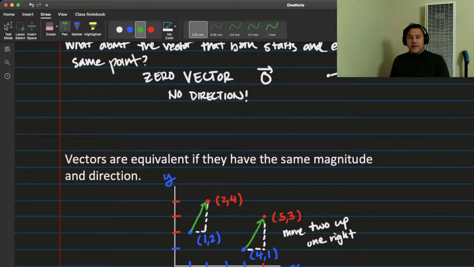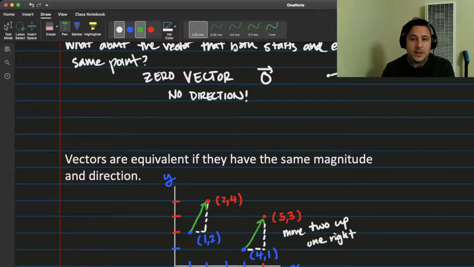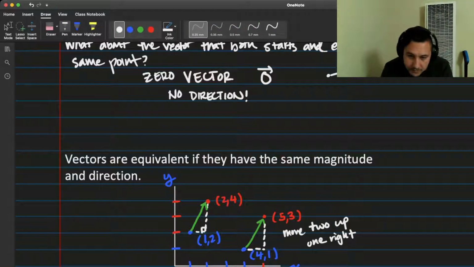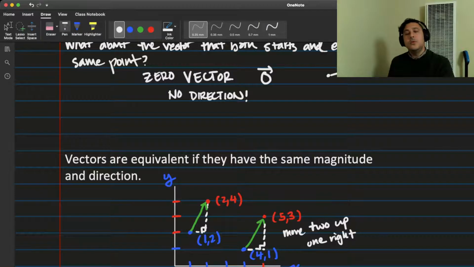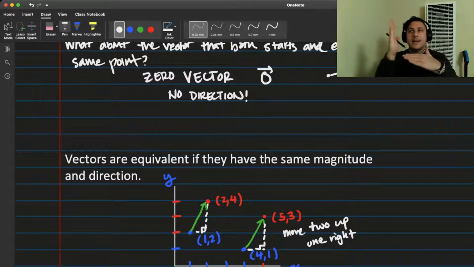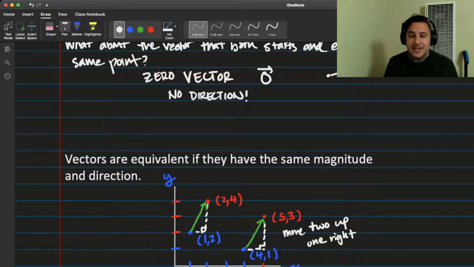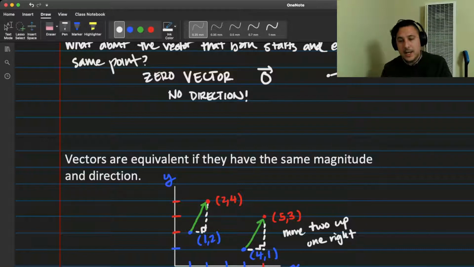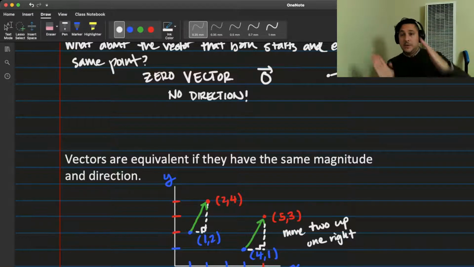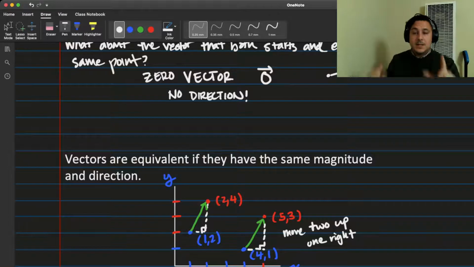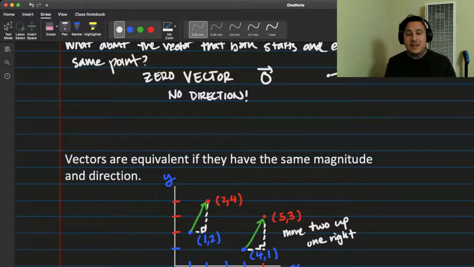If you look at these two vectors, you can see that from the way I've drawn them, the two legs of the right triangle formed by the vectors as the hypotenuse tell you that they have the same length and the same direction. You can see that these two green line segments are parallel. They move in the same direction, and because they're the same right triangle, you definitely know that they have the same length or magnitude. So we would say that these two vectors are equivalent.